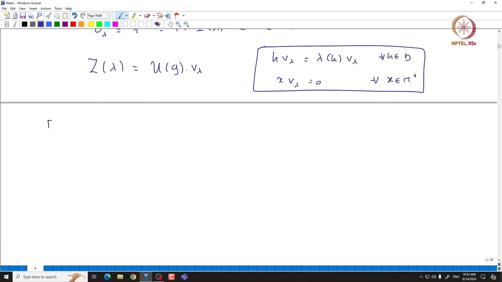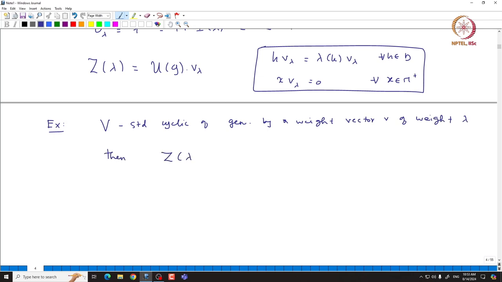Now it is an easy exercise: if we take any other standard cyclic module associated with the weight lambda, that must be a quotient of this Z of lambda. Suppose V is a standard cyclic module generated by a weight vector v of weight lambda. Then it is easy to see that you have a surjection from Z of lambda to V as a g-module map. You simply send v lambda to v, and that defines a surjective map from Z of lambda to V. That is why we call Z of lambda the universal standard cyclic module.